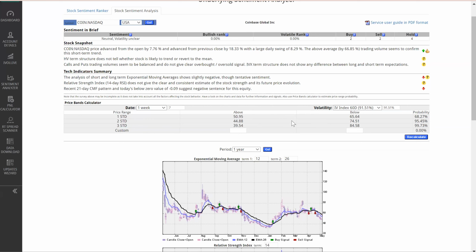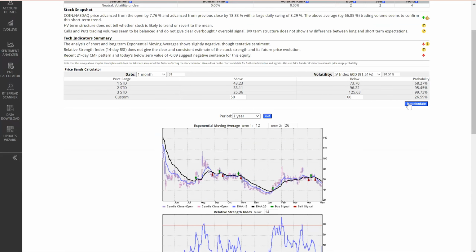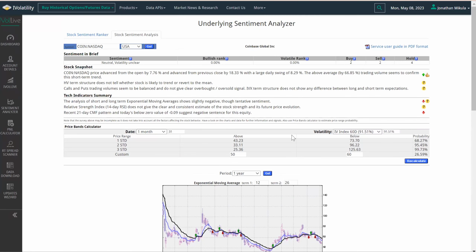So for an example, 1 week from now, there's a 68% chance that Coinbase will be above 50.95 but below 65.64. So that's how you read this chart. You could also do a month. You could do something custom. So you could say, well, what are the odds that Coinbase will be above 50 but below 60, for an example, and hit recalculate. And there's a 26.6% chance that Coinbase will fall within this range. So that's cool too if you're doing different spreads, calendar put spreads, for an example. Could be very useful to know the likelihood that the option will stay within a couple bands.